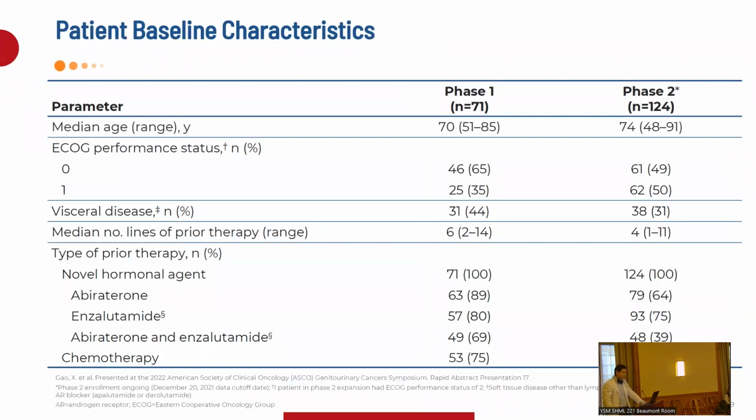Here are the baseline characteristics of the patients. Median age is 74, 70 for the phase 1. As you can see, the phase 2 trial had almost double the number of patients, with 31% of the patients having visceral disease, and the median number of prior lines of therapy used was 4, with 1 being on the low end and 11 being on the high end. And here are the hormones that were used as first-line therapy.